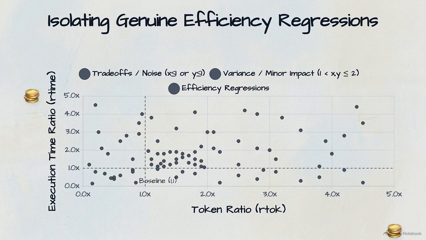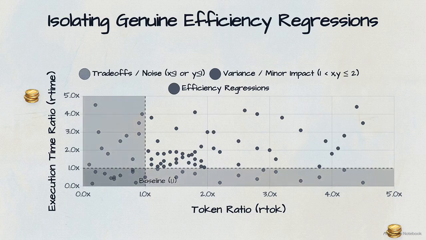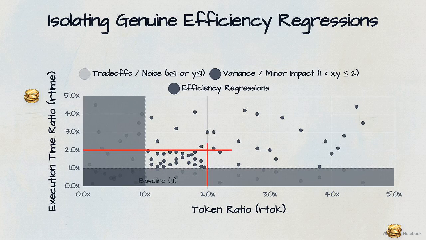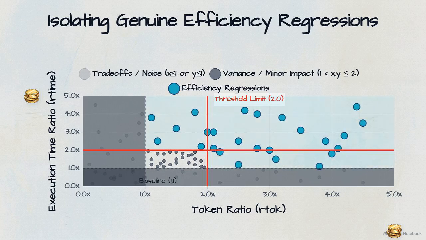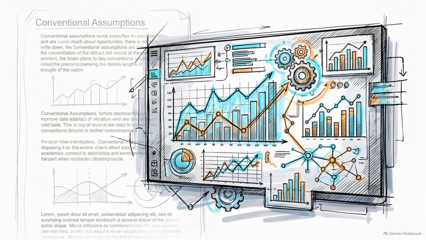This chart maps out the strict mathematical threshold required to qualify as an efficiency regression. With the token ratio on the x-axis and execution time ratio on the y-axis, the first requirement is that the minimum of either ratio is greater than 1. This eliminates runs that merely trade token length for execution speed. The second requirement is that the maximum of either ratio must exceed 2.0. By requiring at least one cost metric to strictly double, the methodology filters out standard run-to-run inference noise. These strict thresholds ensure the resulting dataset represents unambiguous, high-confidence harm.